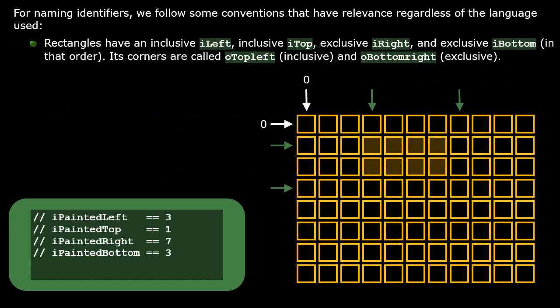Rectangles have a left and a top value, which are both inclusive, and they have a right and bottom value, which are both exclusive. When specifying them, we prefer to use the order left, then top, then right, then bottom. We prefer to specify individual components rather than the corners of the rectangles, but if you need to give a name to the corners, then we use top left and bottom right. Top left being inclusive, bottom right being exclusive.